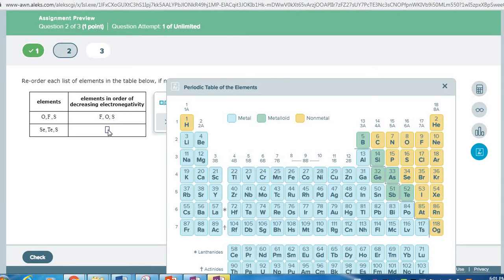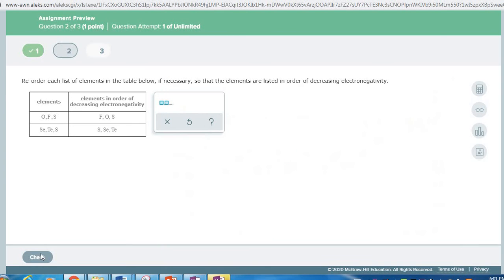Okay, let's look at this next set. Selenium, tellurium, and sulfur. Okay, so here's the sulfur. Here's selenium down, so at least according to these two, the sulfur is going to be first, then selenium, and then tellurium is right down here. And so we can see that our order should be sulfur, selenium, then tellurium. Let me go ahead and type that in, S-E-T-E, and if I submit that, then I should get those right as well.